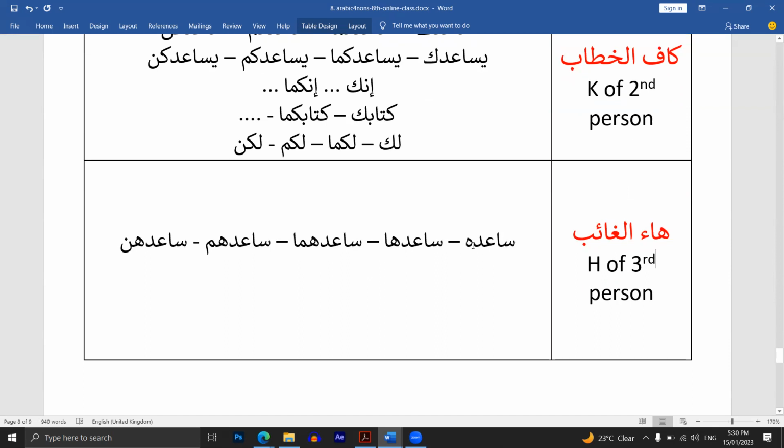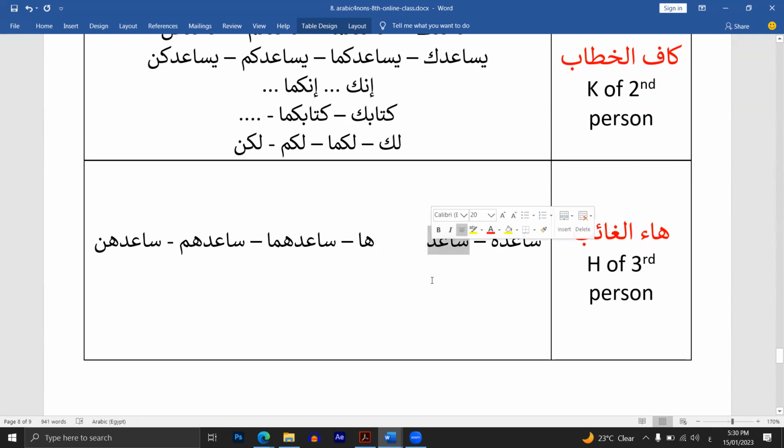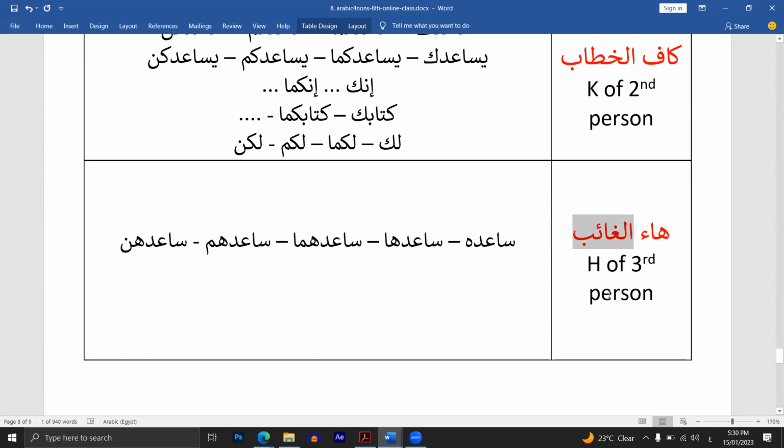So once you see ha directly after the verb, if I'm leaving a gap, here is the verb ساعد. What is the first letter after the verb? Ha. So we are talking about هاء الغائب, and we call it الغائب, meaning absent. So it's a third person, someone who is not here. ساعده, he helped him. So we're talking about another person. ساعدها, he helped her. Okay. ساعدهما, he helped them, and so on.